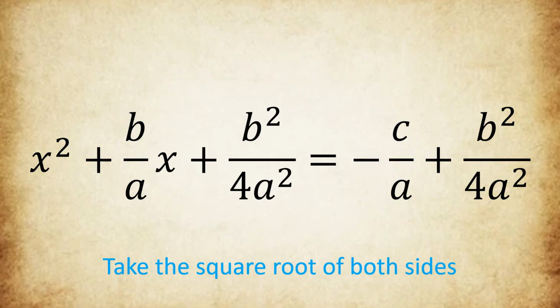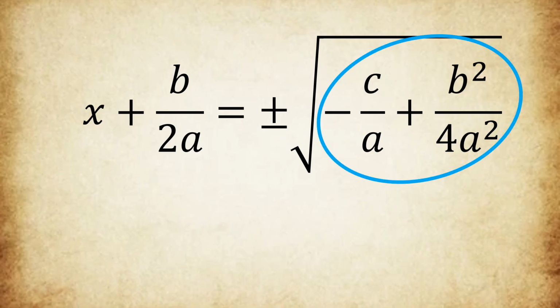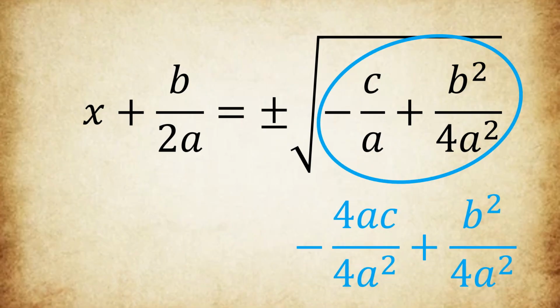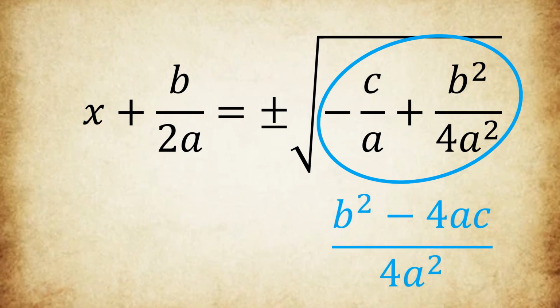Now we take the square root of both sides, and now we have x plus b over 2a equals positive or negative square root of negative c over a plus b squared over 4a squared. We can simplify the radicand by writing it as negative 4ac over 4a squared plus b squared over 4a squared, which can be written as negative 4ac plus b squared over 4a squared, which we can write as b squared minus 4ac over 4a squared.